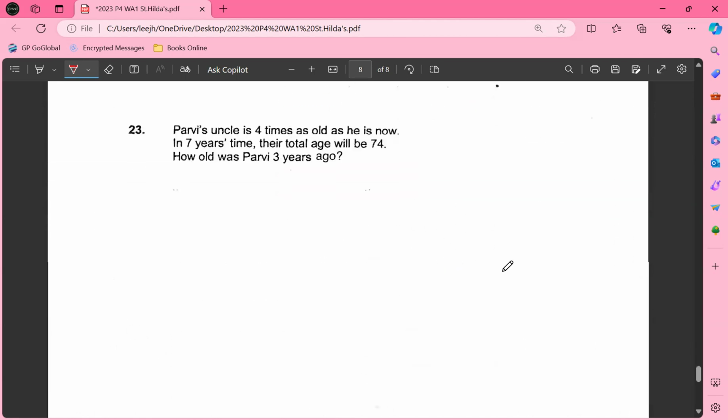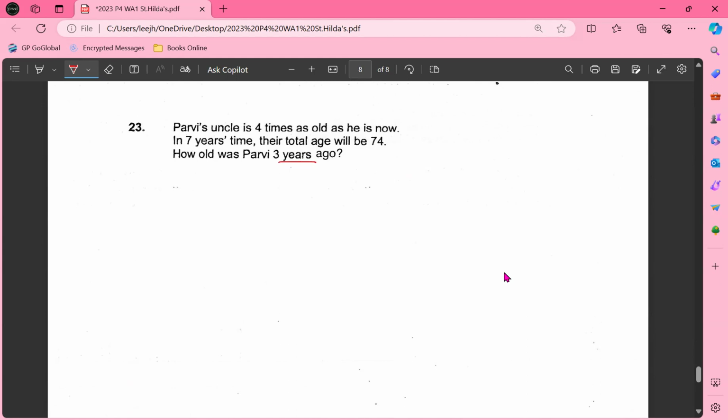Question number 23, which is the last question. Pavi's uncle is 4 times as old as he is now. In 7 years' time, their total age will be 74. How old was Pavi 3 years ago? So I'm going to draw a before change after model. Okay. So same thing. Pavi's uncle is 4 times as old. So that means Pavi is just 1 unit. The uncle, I write U, will be 4 times. 1, 2, 3, 4. Sorry, it's very messy.